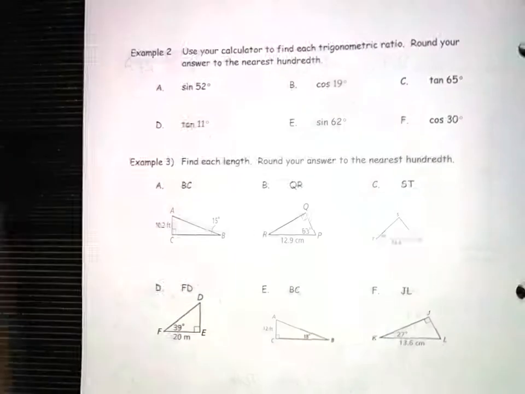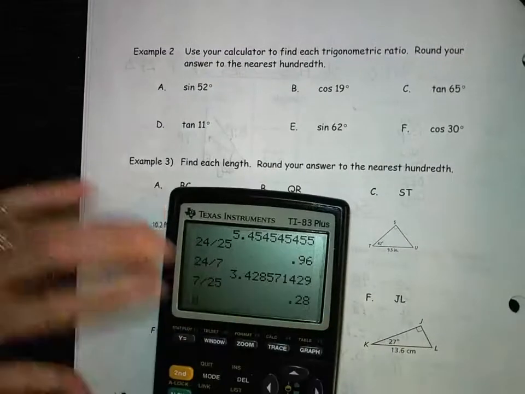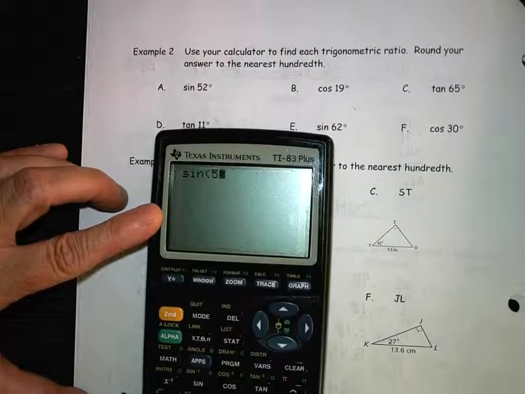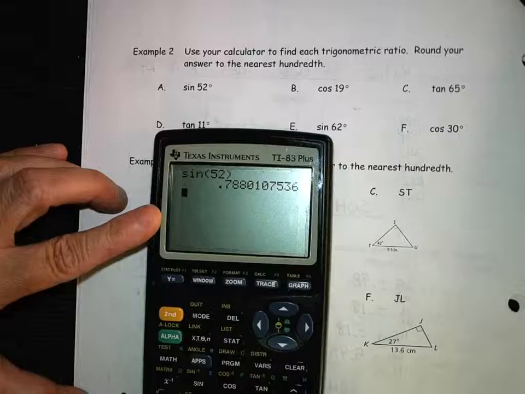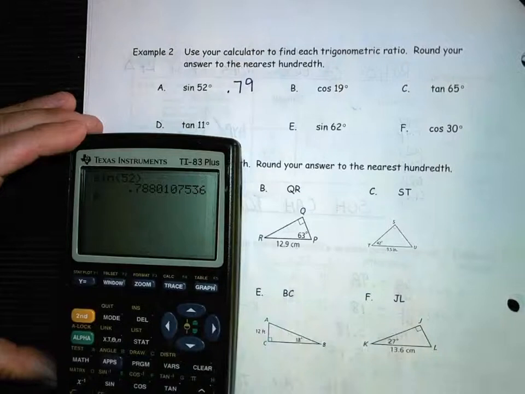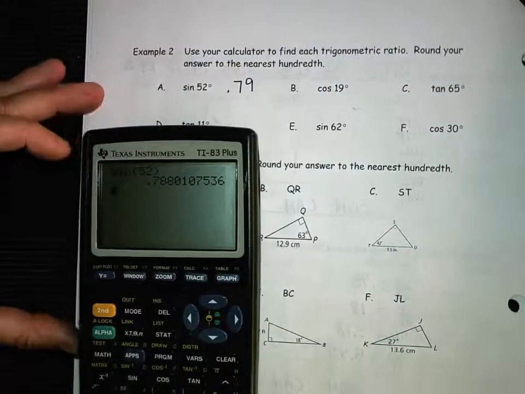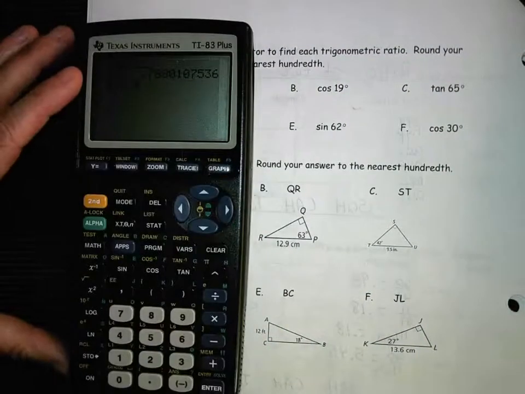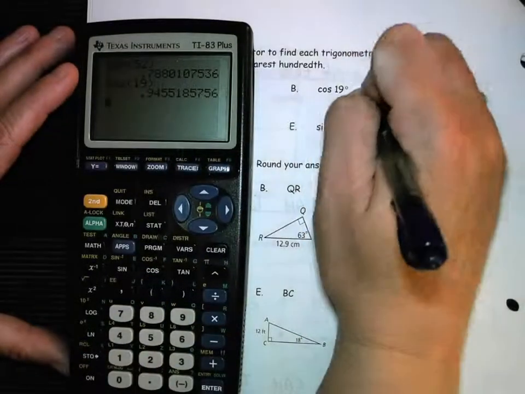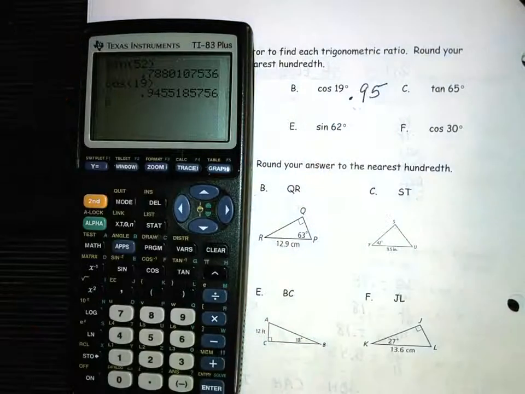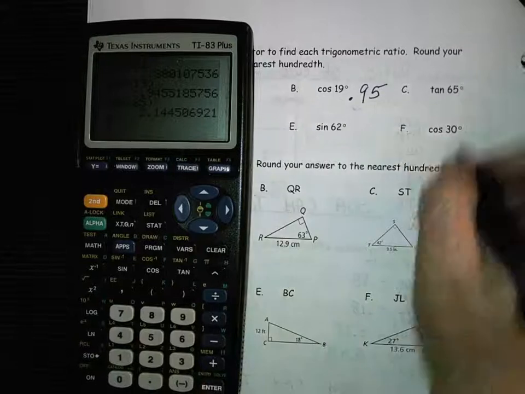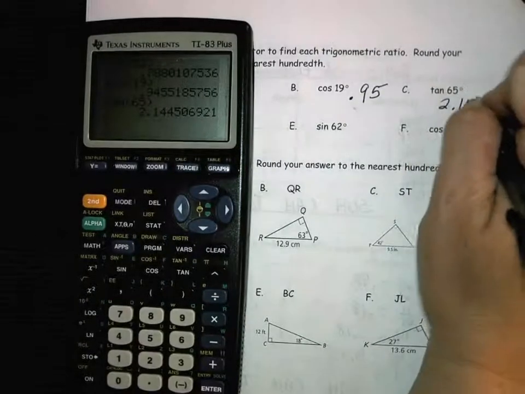On the back side, we are asked to use the calculator to find the trig ratio. So the sine of 52, you're going to hit your sine key, 52, and we're asked to round to the nearest hundredth. So that becomes 0.79. Cosine of 19, there's your cosine key, 19, round that to 0.95. Tangent of 65, 2.14.